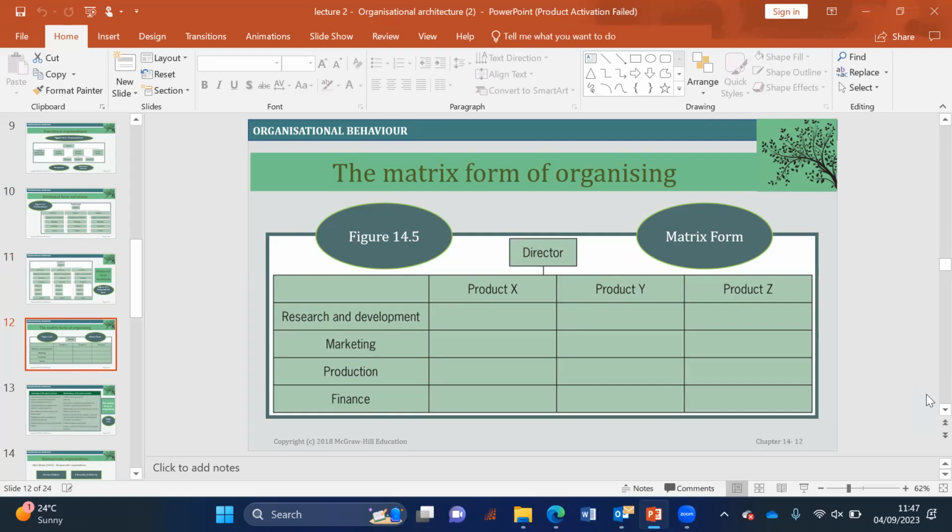This means that the person working under, if someone's working here, let's say, is working for product X and is in the marketing department. Now, this person is reporting to the manager of product X and is also reporting to the manager of marketing. This is what we were saying earlier about duality of command. There is two people that they're reporting to.